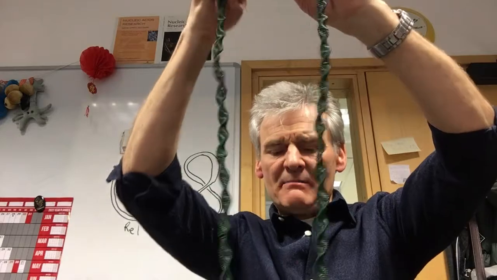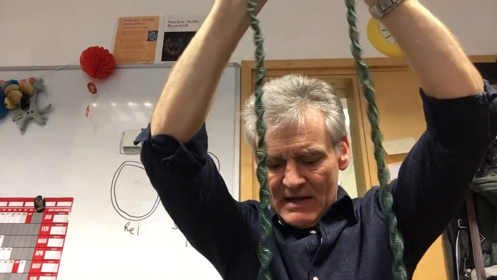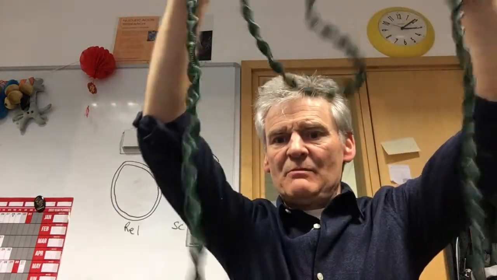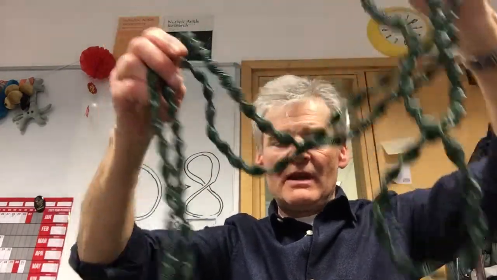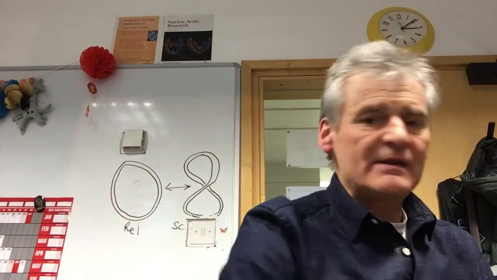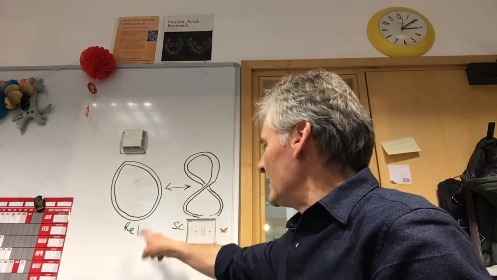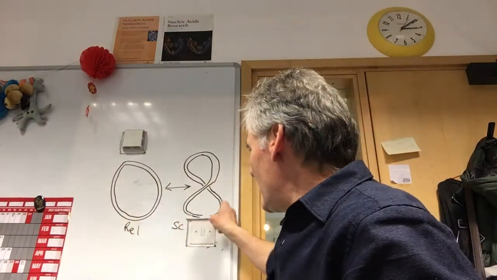And if I simply take this model and cut it again and actually twizzle the ends in the opposite direction, the supercoils have all gone. The DNA circle is now relaxed. And this is a very common reaction that's carried out by DNA topoisomerases. And it's shown on the whiteboard here, the interconversion between a relaxed DNA circle and a supercoiled DNA circle.